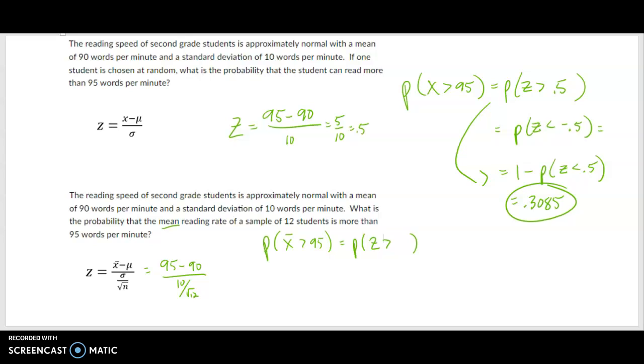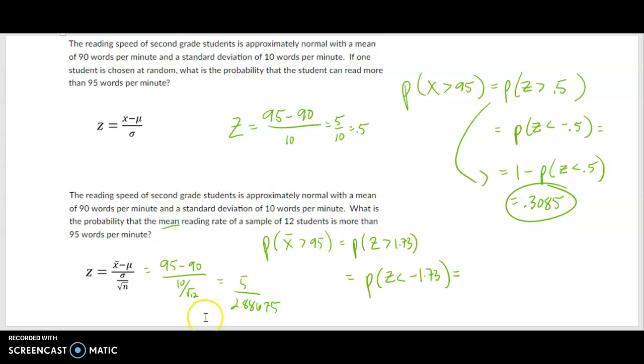Let me take a look real quick. And that is 95 minus, oh, that one we know, that's 5. 10 divided by root 12. So you should be looking at something like this, 5 over 2.88 for my z-score. I'll call it 1.73. Okay, again, we're going greater, so the shortcut is to go less and then the opposite.